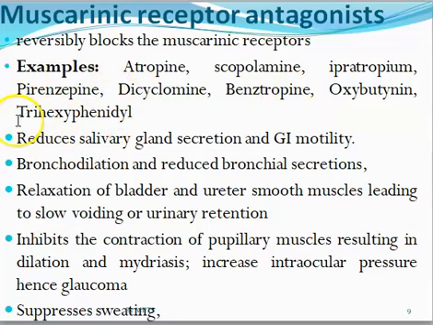Now, what are their effects? Of course, they reduce salivary gland secretion and GIT motility, cause bronchodilation and reduced bronchosecretions, and relaxation of the bladder and ureter, leading to slow voiding or urinary retention. They inhibit the contraction of the pupillary muscles, resulting in dilation and mydriasis. Also, this leads to an increase in intraocular pressure, hence glaucoma, and suppressed sweating. Remember, these are the opposite of the first effects of muscarinic agonists.